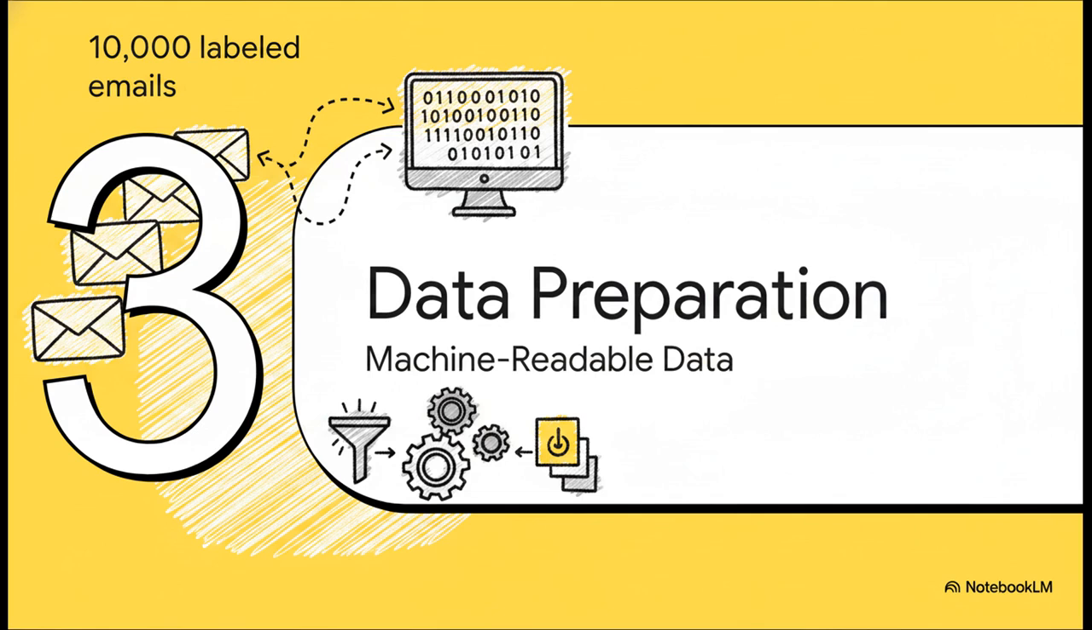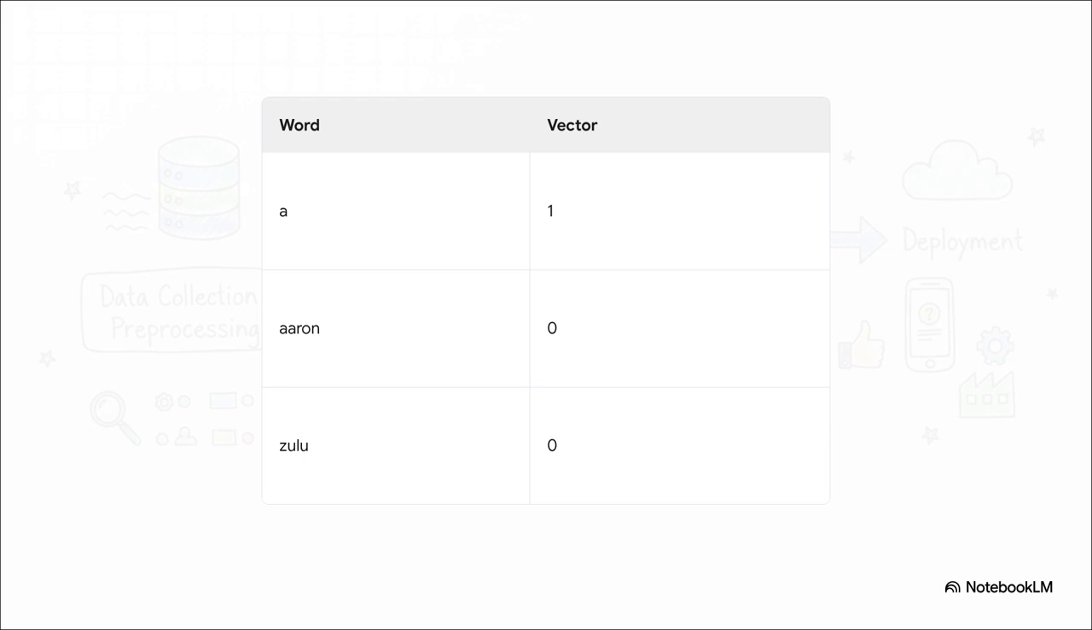Phase 2. Data preparation. Making data machine readable. Okay, so we've got our 10,000 labeled emails, but computers don't exactly read English text the way we do, right? To bridge that gap, data analysts use a clever little technique called a bag of words. Think of it like taking a giant dictionary of 20,000 alphabetically sorted English words. For just one single email, we create a massive 20,000 dimensional feature vector. So if the email contains the word A, boom, we put a 1 in that spot. If it doesn't contain the word Aaron, we put a 0. And we literally do this all the way down to the word Zulu. Then we repeat this exact same grinding procedure for every single one of our 10,000 emails.